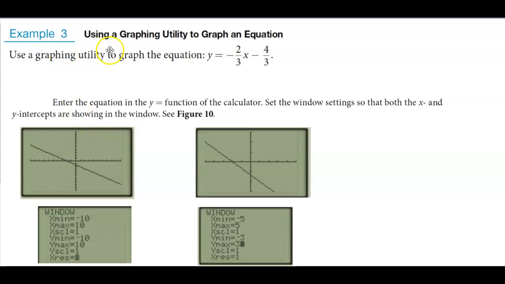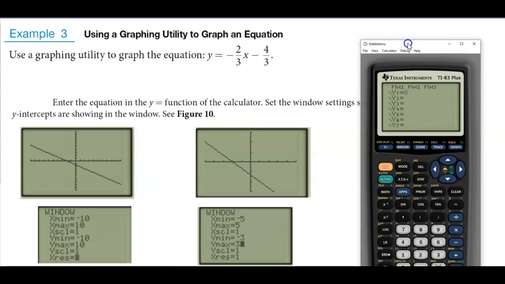In example 3, we're going to use a graphing utility to graph an equation. Using a graphing utility to graph the equation y equals negative 2/3 x minus 4/3. We're going to enter the equation in the y equal function of the calculator, and then we're going to set the window settings so that both the x and y intercepts are showing in the window. So we're going to go ahead and then plug our equation in the calculator.